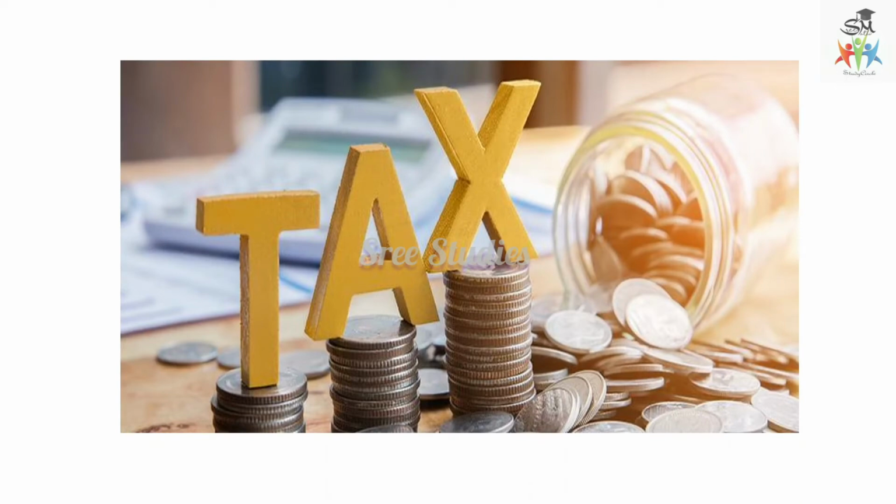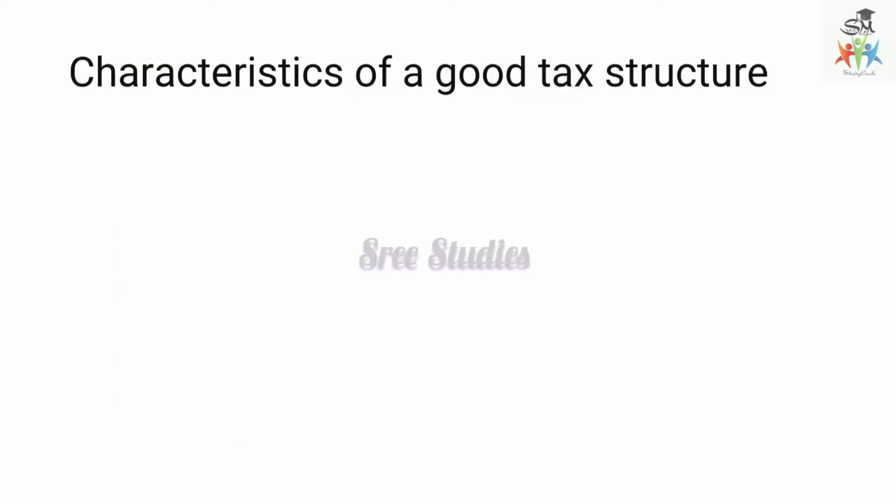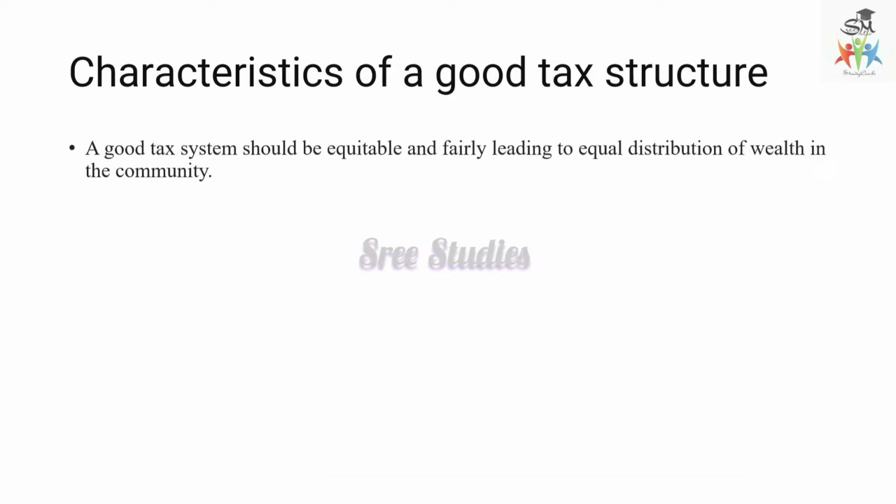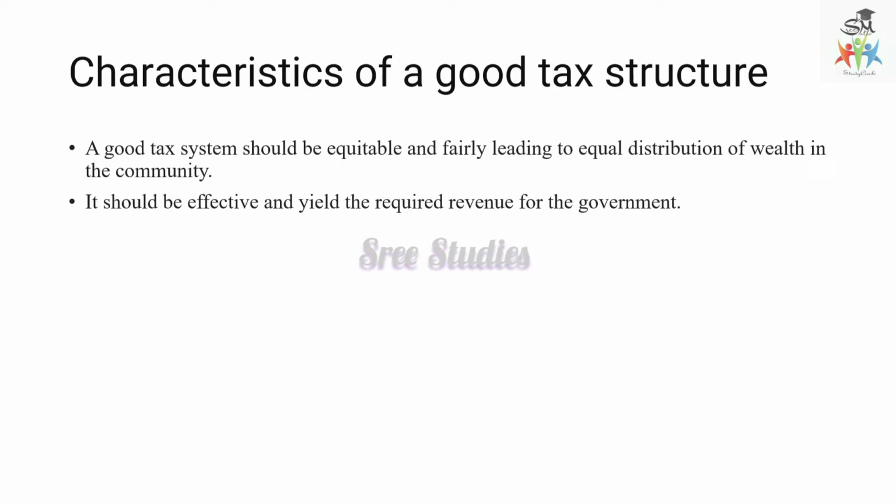In the last video, I have given what is tax and the different features of income. In today's class, let us see the characteristics of a good tax structure in India. A system should be equitable and fairly leading to equal distribution of wealth in the community. A government mainly aims for the equitable, that is equal distribution of wealth. So a system should be adopted to lead to such an equitable distribution. It should also be effective and yield the required revenue for the government.